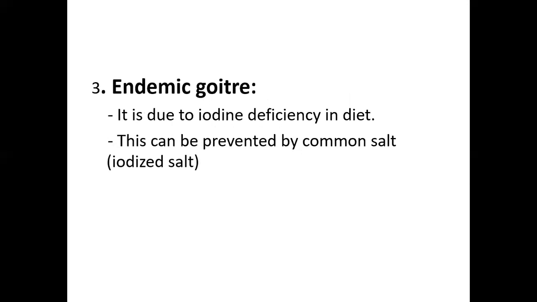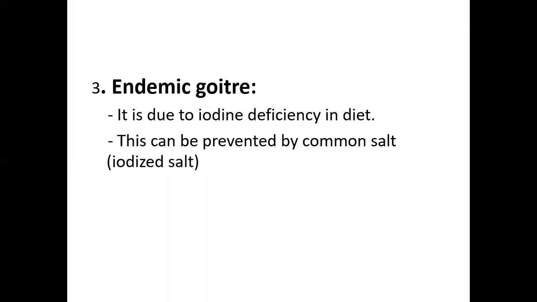Endemic goiter. It is due to iodine deficiency in the diet. So this can be prevented by common salt, which we take in day-to-day life. So that concludes the class. But before completing the class, let us brush through what all we have learned before.